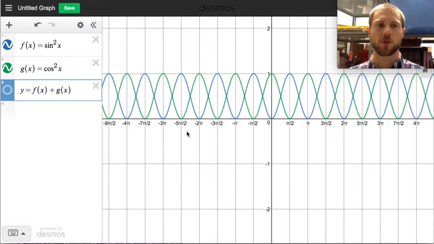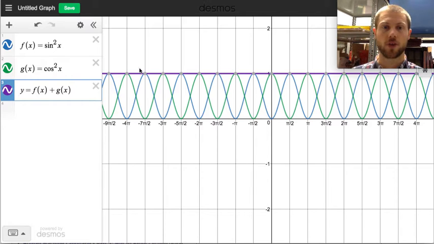All right, so here's my Desmos graph. I've got f of x equals sine squared of x, that's in blue. g of x equals cosine squared of x, that's in green. And when I add both of those functions together, I get this horizontal purple line, which happens to be the line y equals 1. So what do we gather from all that?